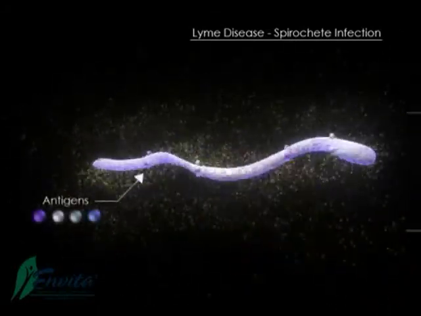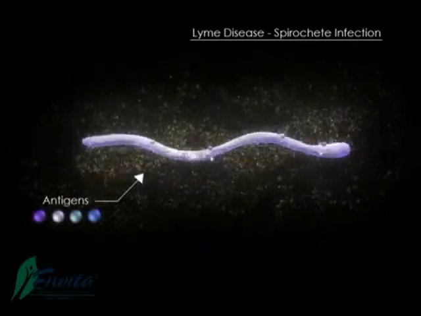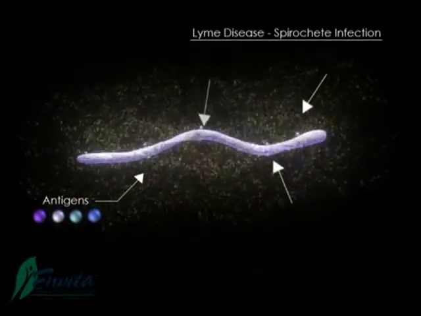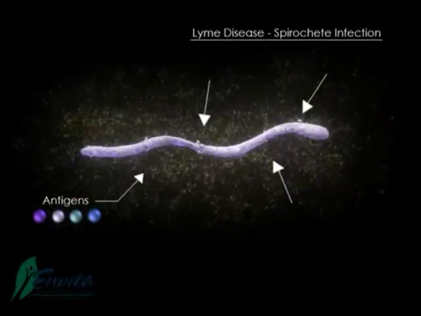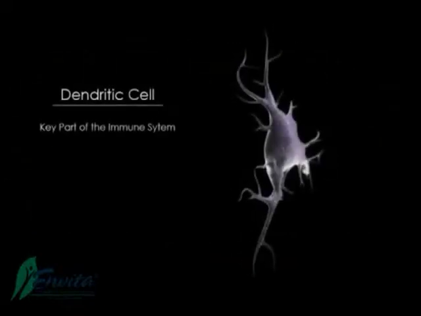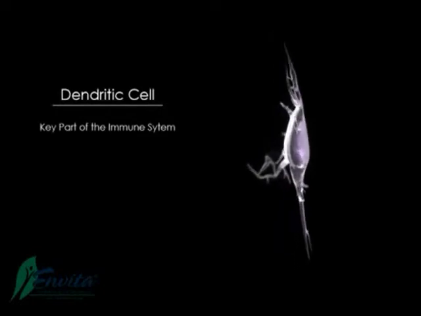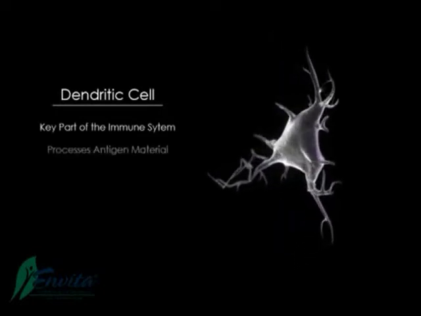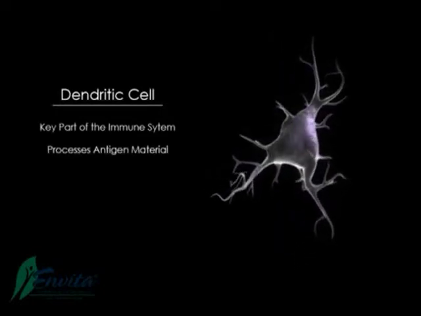The spirochete contains antigens, and the antigens are like fingerprints, which identify this infection to the body's immune system. The dendritic cell is a key part of the immune system. One of the major functions of the dendritic cell is to process the antigen and present it to other parts of the immune system.